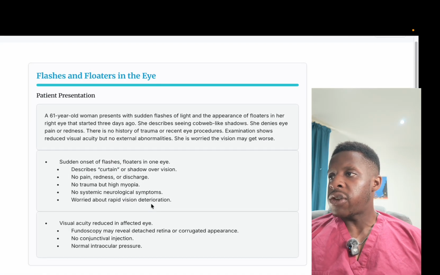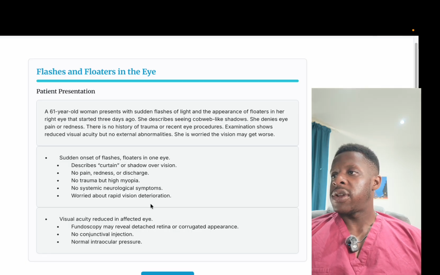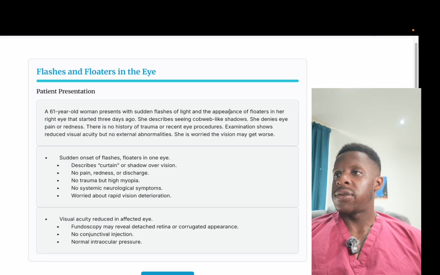Okay, so what do we have here? A 61-year-old woman presents with sudden flashes of light and the appearance of floaters in her right eye that started 3 days ago. She describes seeing cobweb-like shadows. She denies pain or redness. There's no history of trauma or recent eye procedures. Examination shows reduced visual acuity but no external abnormality. She is worried the vision may get worse.